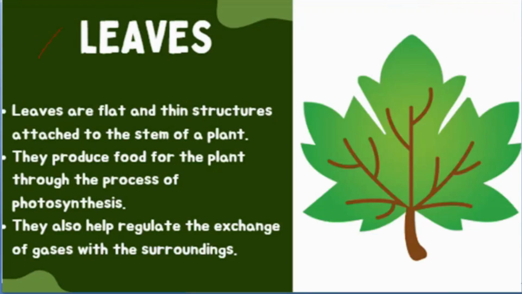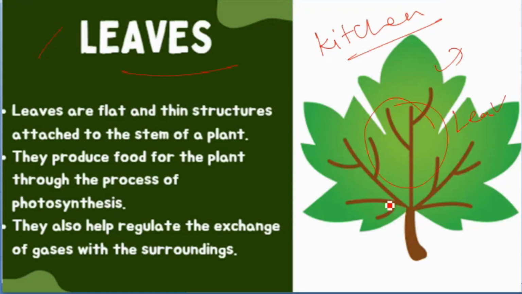Next part is leaf, the green color flat part of the plant that is known as leaf. And leaf is the kitchen of plant because leaf make the food for the plant. The photosynthesis takes place in the leaves because leaves have chlorophyll and chlorophyll absorb the sunlight, and leaves also have small pores in it through which plants breathe. It means carbon dioxide is absorbed by the leaves and oxygen is released. So this is how leaves make the food for the plant.